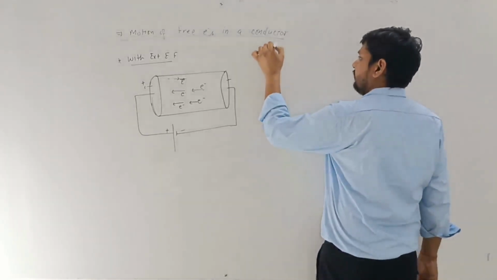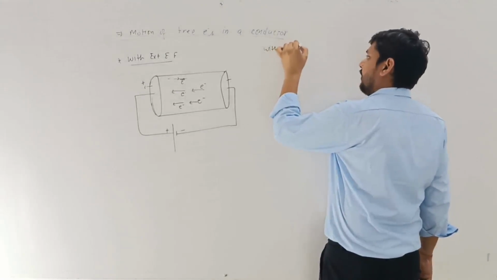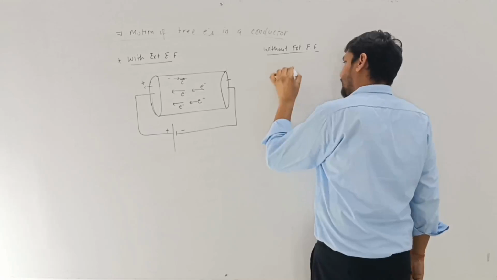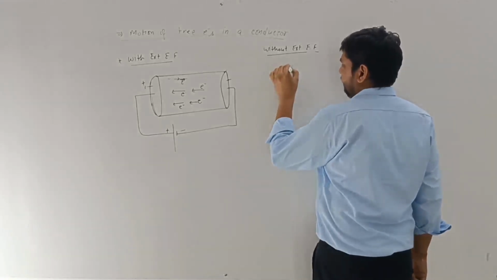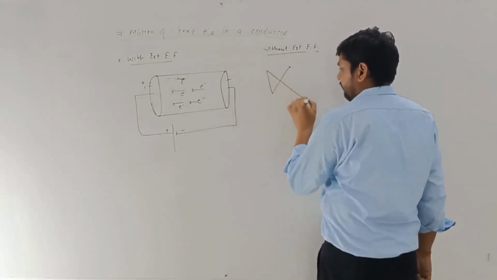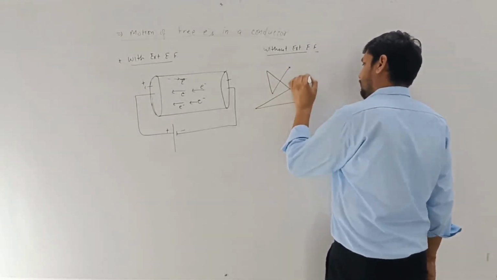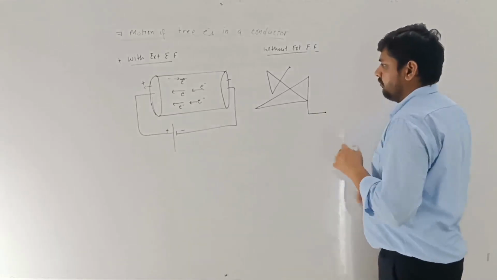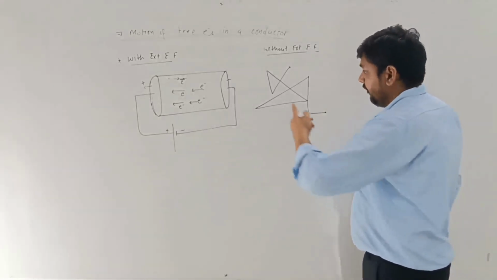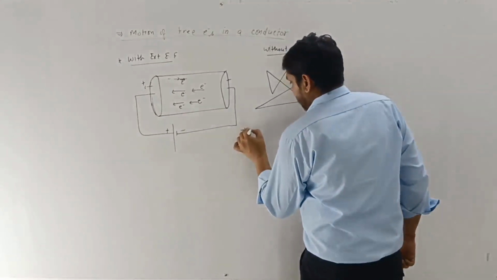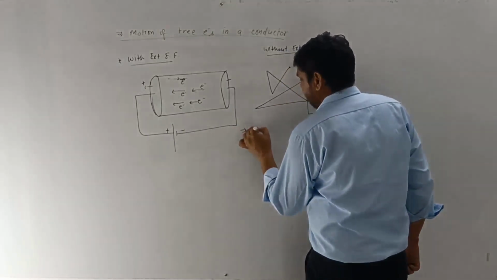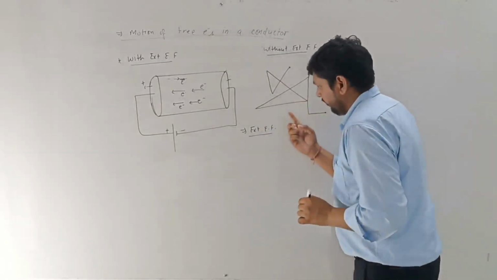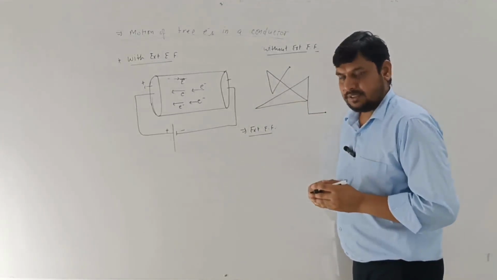Without external electric field, if one of the electrons is moving like this, for example, any of the electrons is moving like this. If we apply an external electric field, then what happens? Then the electron is attracted by the positive charge plate.